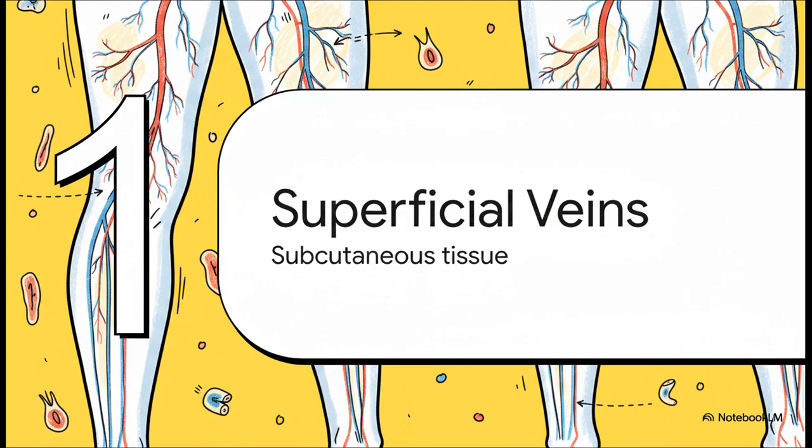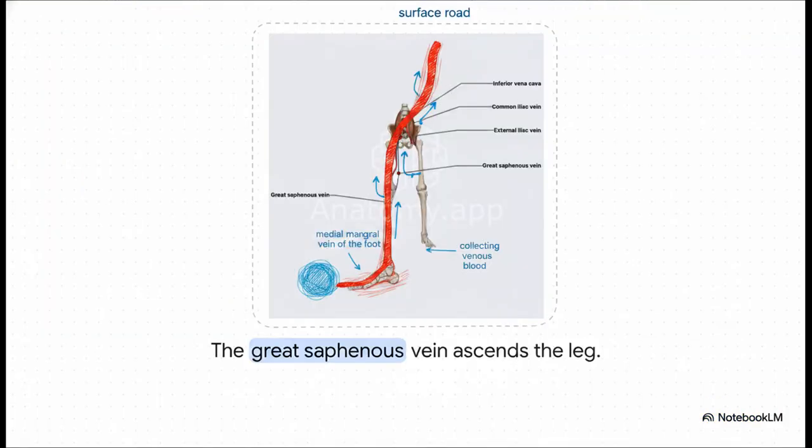Section 1. Superficial veins, the surface highways. Let's hit the road and look at the two major superficial veins of the lower limb. Think about the sheer length of this first structure. Starting from the medial side, the inner side of the foot, it travels all the way up the leg right to the top of the thigh. This is the great saphenous vein. It's the longest and arguably the most famous of our surface roads.